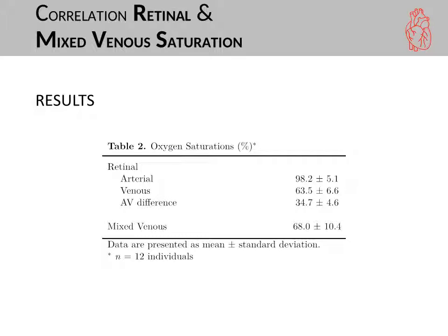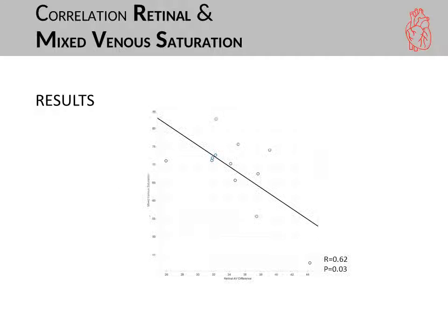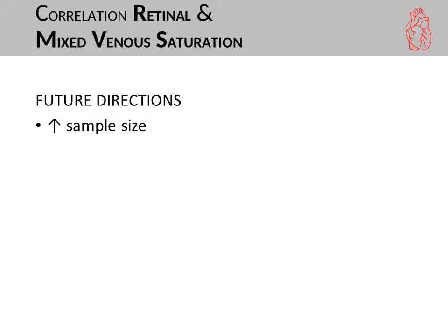When we looked at the AV difference, mean of 34.7, we did find a significant correlation between the AV difference and mixed central venous saturation, which is mainly caused by this one outlier, but we only had 2 patients who had not received the heart transplantation. So we hope that when we increase the sample size and have more patients with low saturations, we can confirm this finding. So yes, we should increase our sample size, but the study is still ongoing.